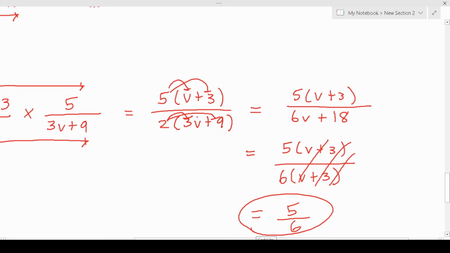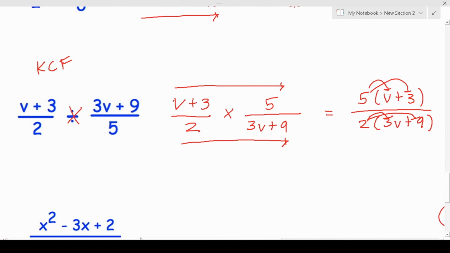And sometimes you have to play with these factors until you can cross some of them out. In this case, I thought I would have to multiply out the numerator. That didn't work out, but I multiplied out the denominator, and then I factored out a 6, which enabled me to cross out the v plus 3's. Okay, so that was that one.